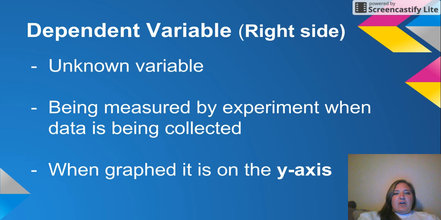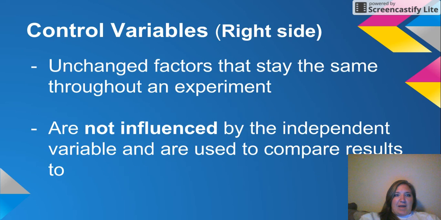The dependent variable would be the unknown variable. It's being measured by the experiment when data is being collected. So this is what you're actually measuring. If you wanted to know average rainfall in different locations, the thing that you're measuring would be the amount of rainfall. When you graph this, it's located on the y-axis.